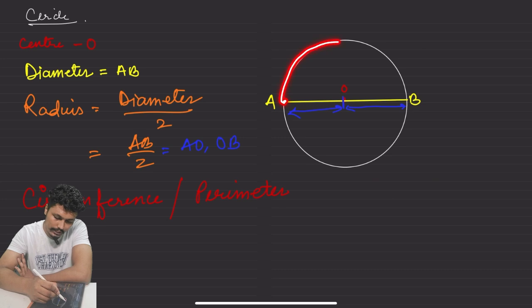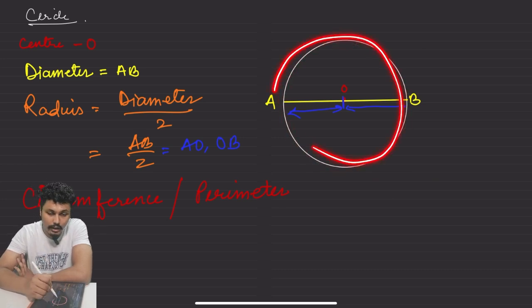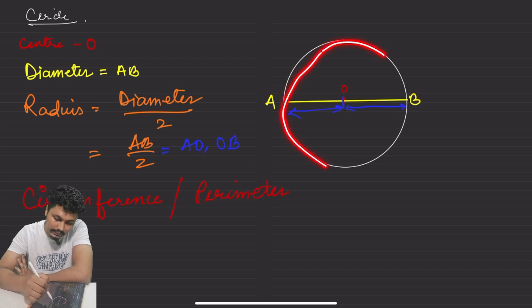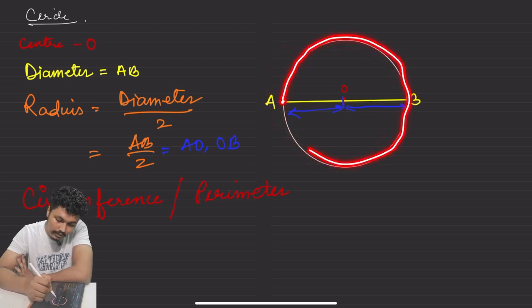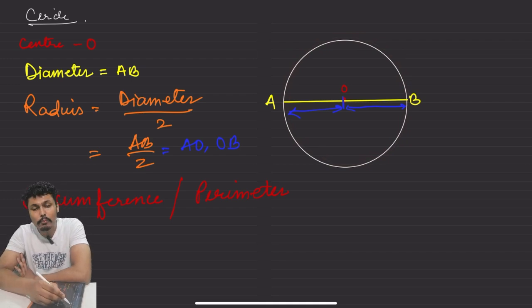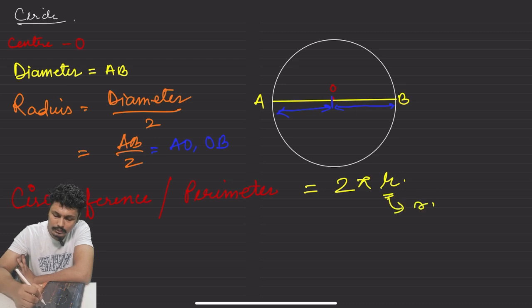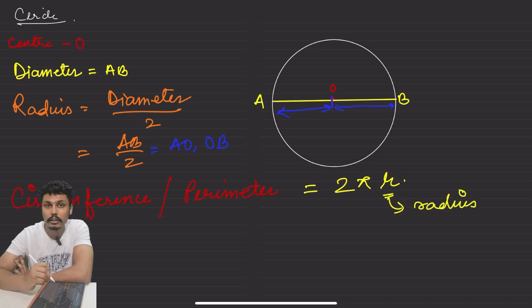Circumference is the length of the outer part of a circle. If I go from here till here, what is the length? That is called perimeter or circumference. And there is a formula to find the circumference or perimeter. The formula is 2 pi r. What is r? r is the radius.